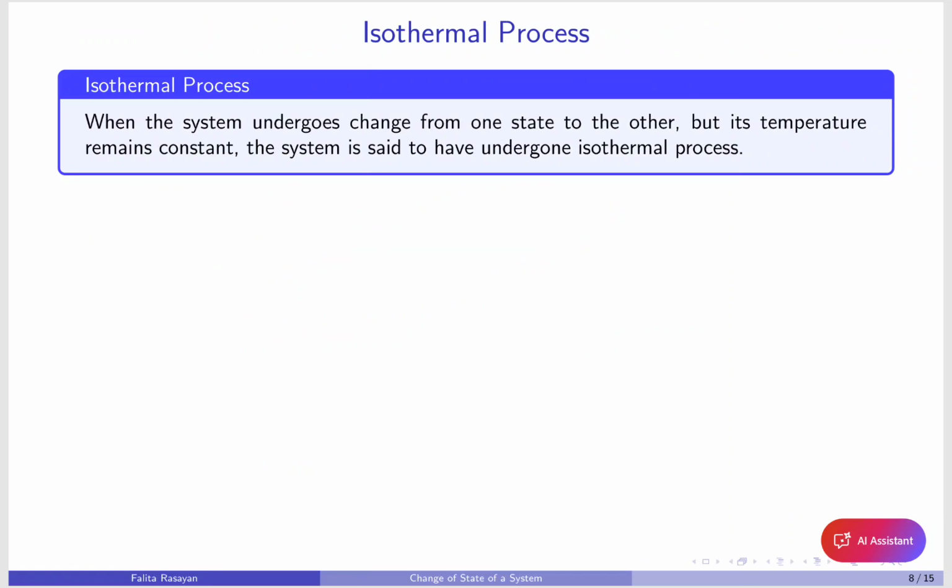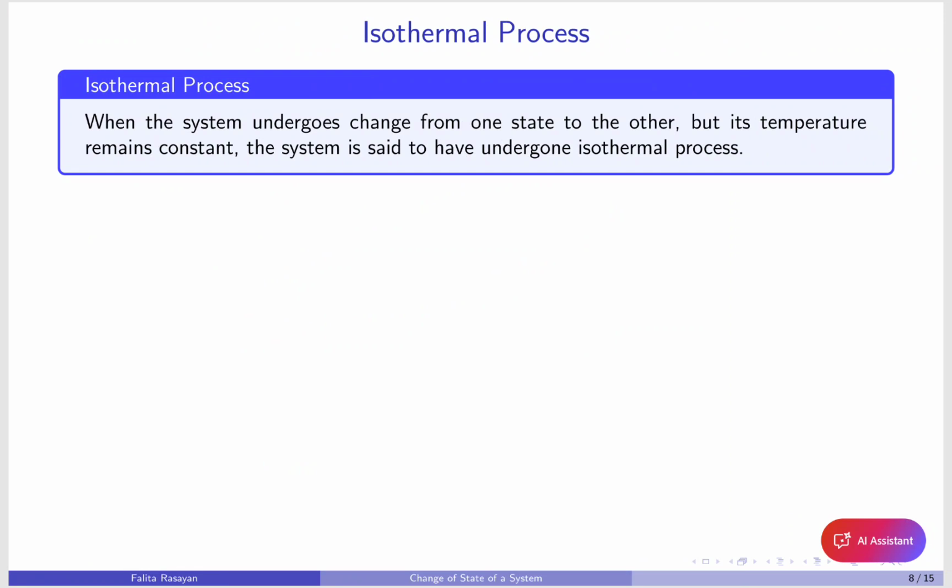Moving forward, we have discussed how the process works. Now we can see what parameters change during the process and we can categorize it as such. So there is this isothermal process. Iso means same and thermal basically means temperature. So when the system undergoes change from one state to another but its temperature remains constant, the system is said to have undergone an isothermal process.